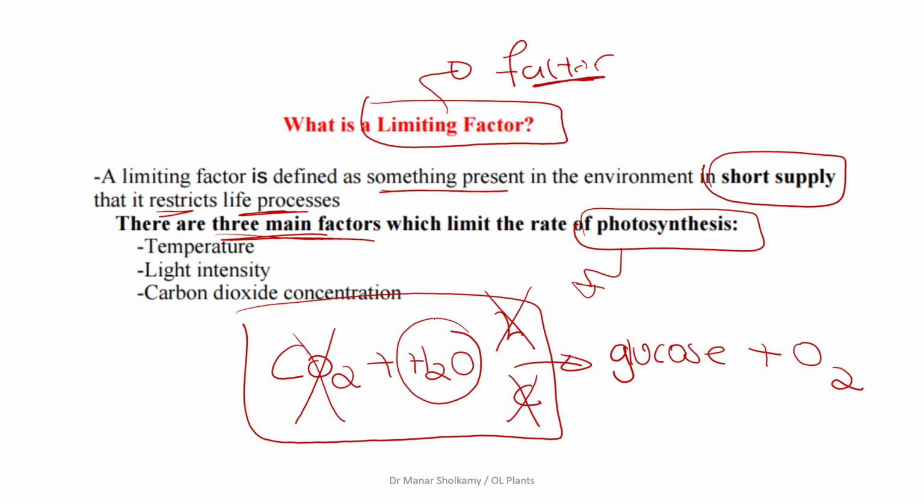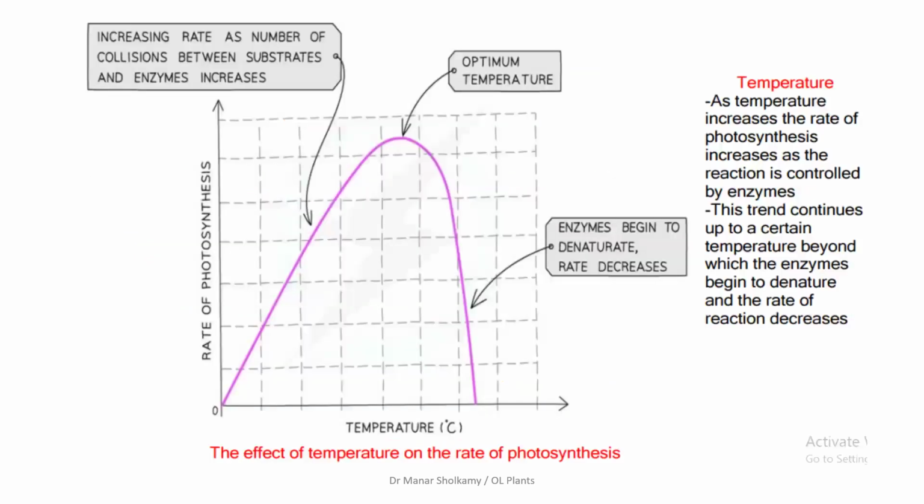And in all the experiments that we are doing, we want to prove that all these raw materials are needed for photosynthesis. We will either remove or play around with the carbon dioxide, or the light intensity, or the presence or the absence of chlorophyll, etc. Now, the limiting factor. When do you use it? You will use it and mention it whenever they give you graphs.